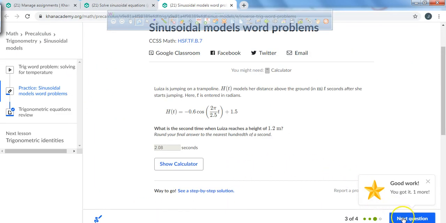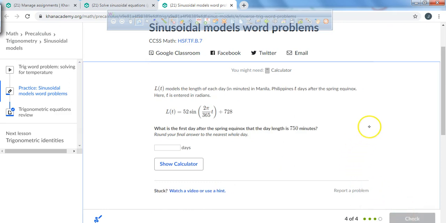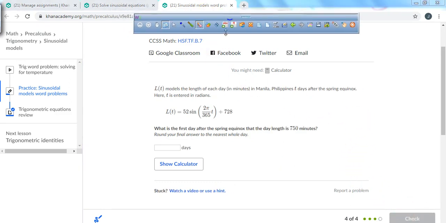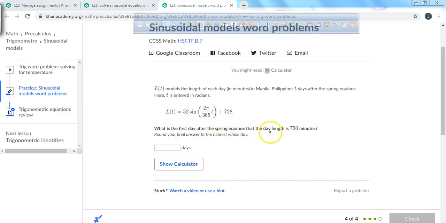Alright, let's go on to our final question. It says L of t models the length of each day in minutes in Manila, Philippines, t days after the spring equinox, and t is entered in as radians. So we have this function. It says, what is the first day after the spring equinox that the day length is 750 minutes?